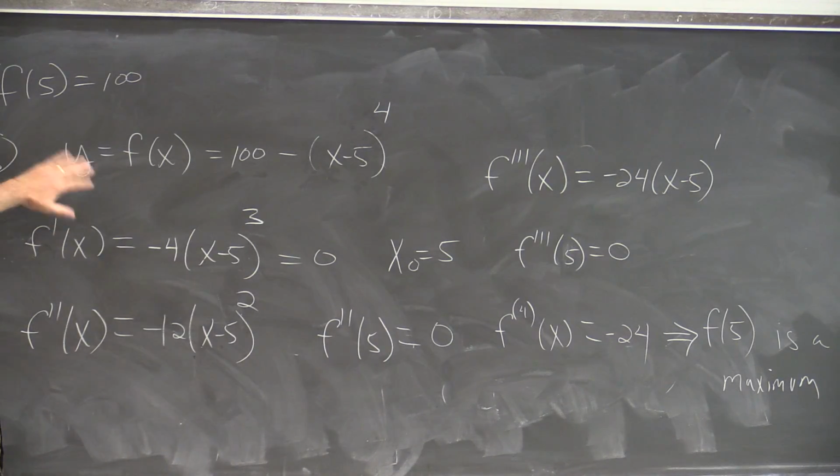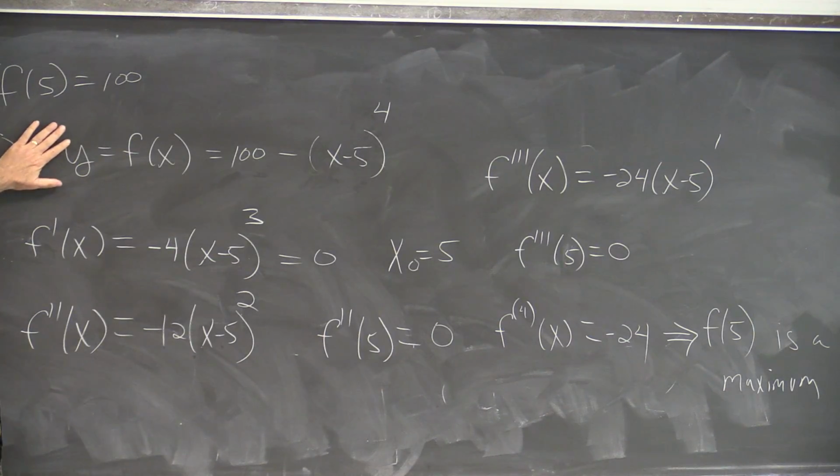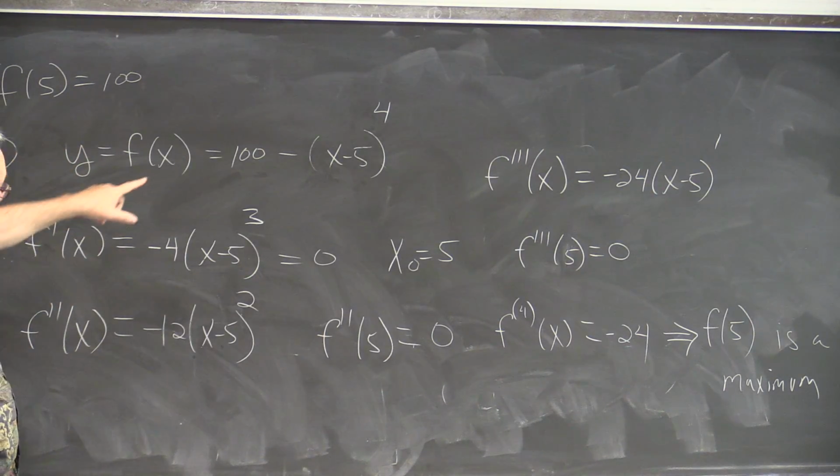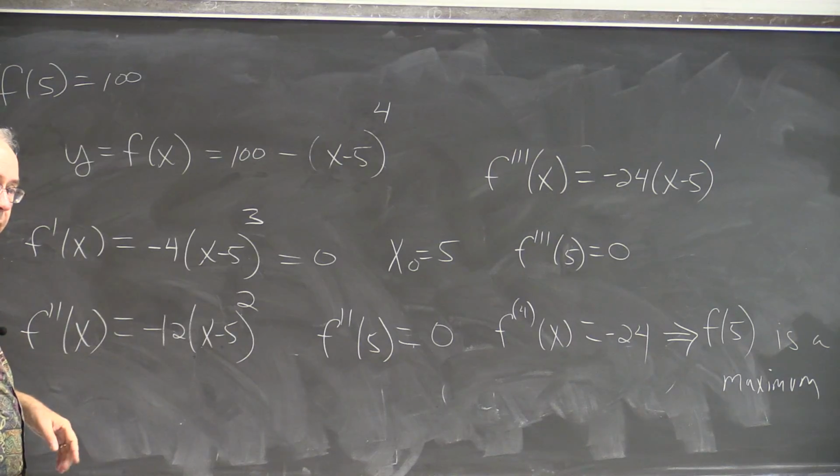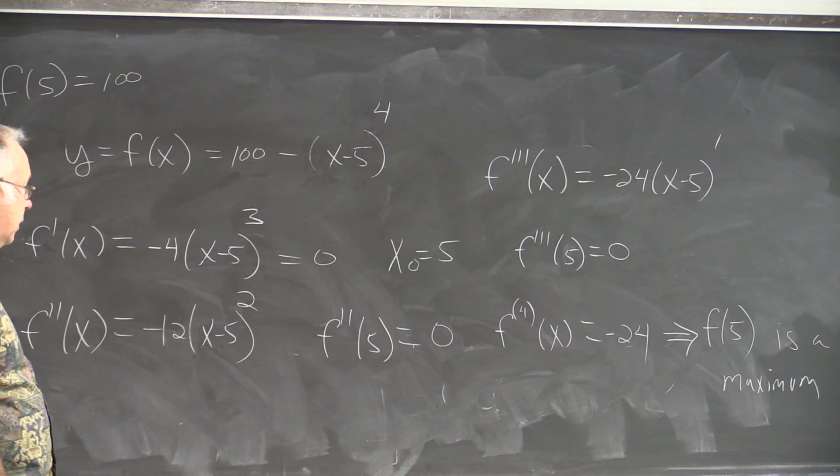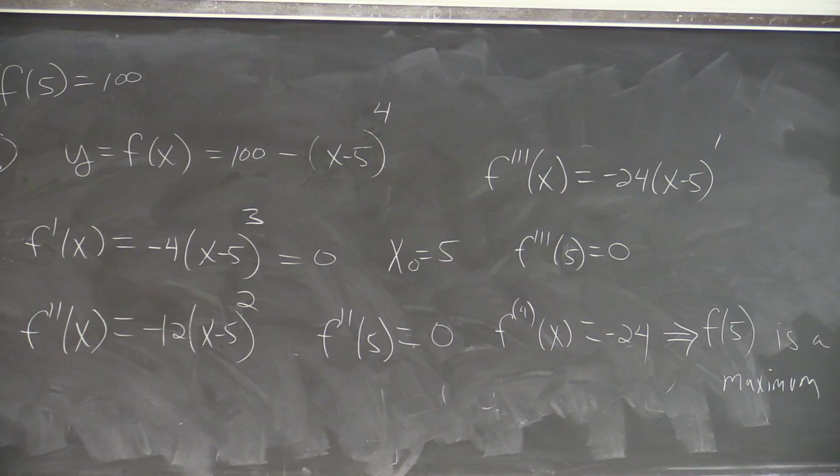Okay. And if you graph this, you would see that you do indeed have a maximum of 100. Because if you graph this function, it'll be an upside down u with a maximum right there.